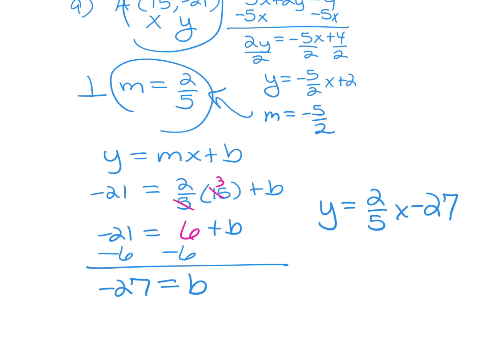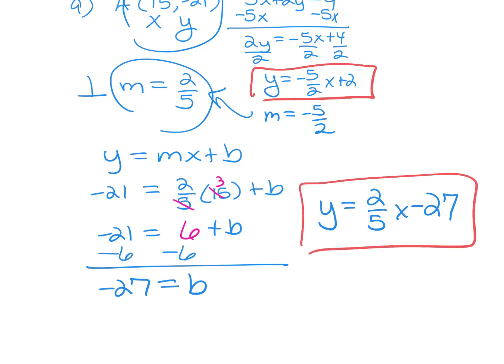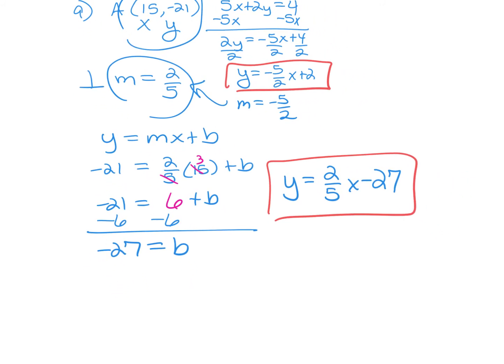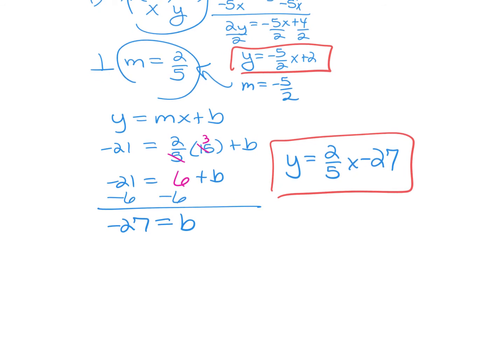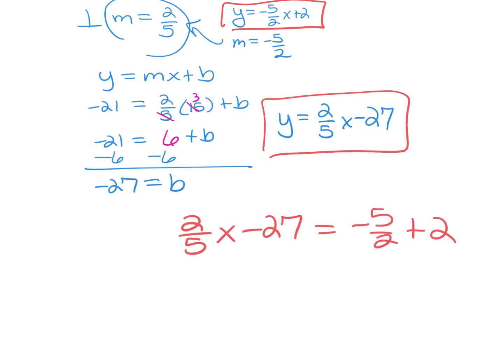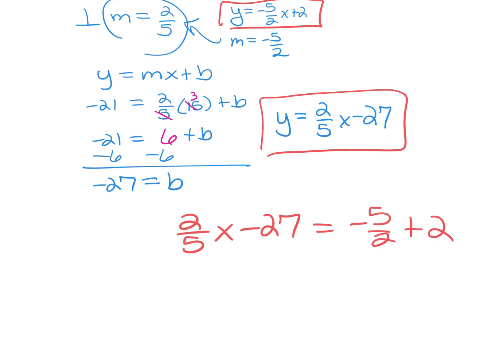I now take the two equations and set them equal to each other, because now I'm going to find the point of intersection. So I'm going to set -5/2x plus 2 equal to 2/5x minus 27. Doesn't matter which one goes on which side. And now I'm going to move my like terms together. So I'm going to add 5 over 2x to both sides.